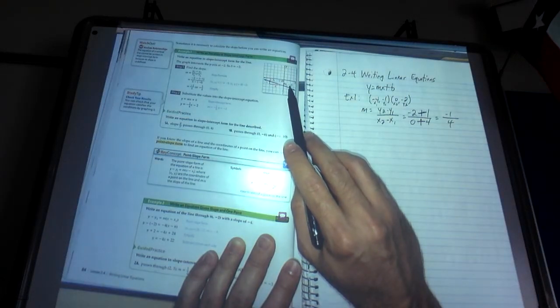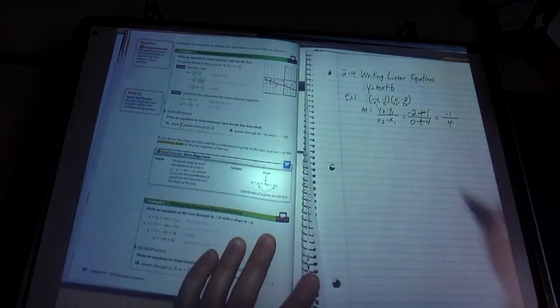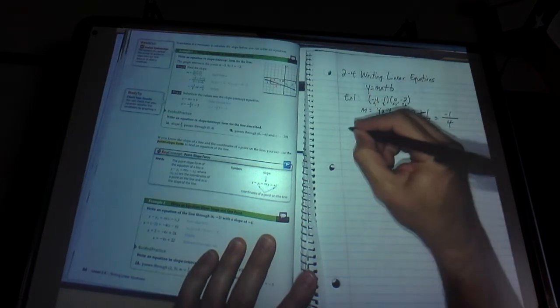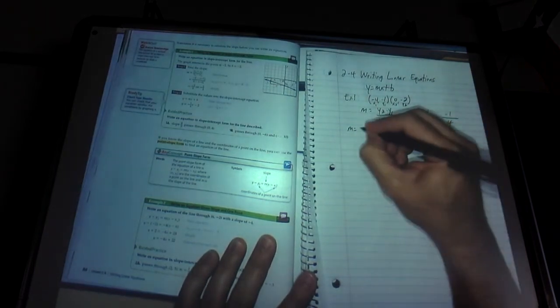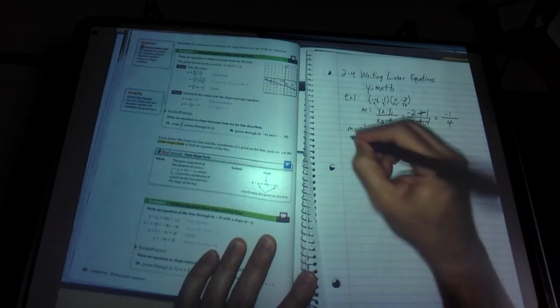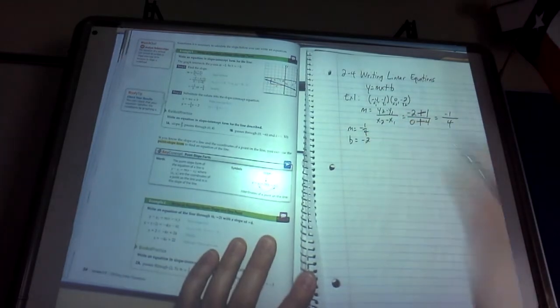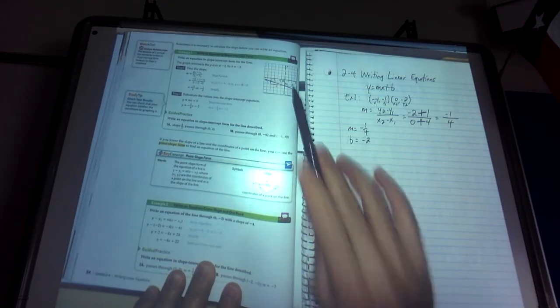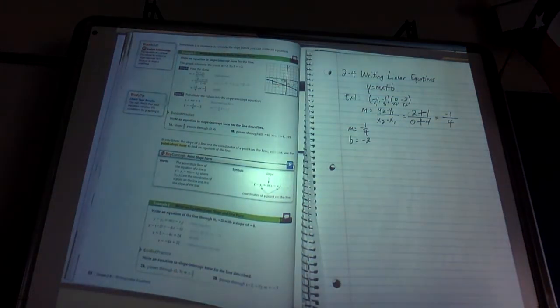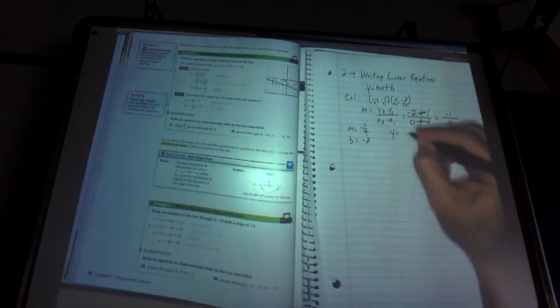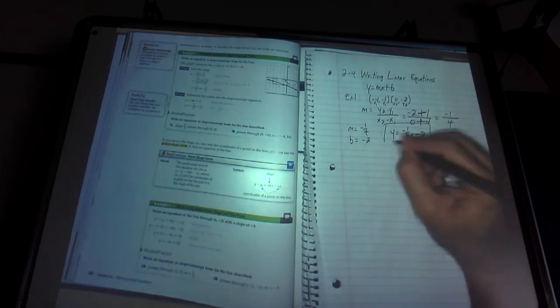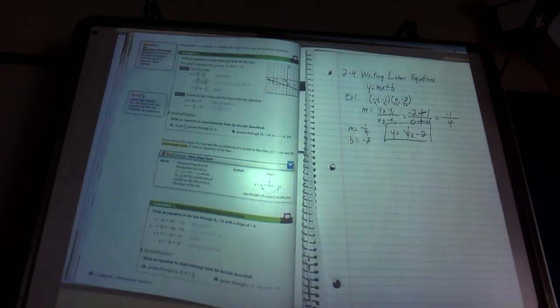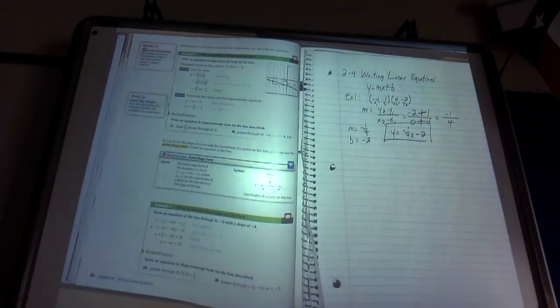So it tells me the y-intercept is -2. So for slope-intercept form, we found our slope, which was -1/4. We know that the y-intercept is -2 because of this coordinate point. The x is 0, so my y-intercept is -2. Now let's go write the equation. Here it is. Y equals -1/4 x minus 2. There is the slope-intercept form equation of this line in example 1.